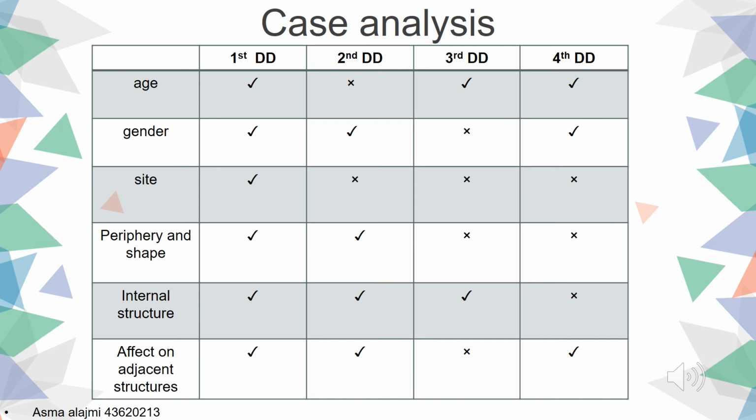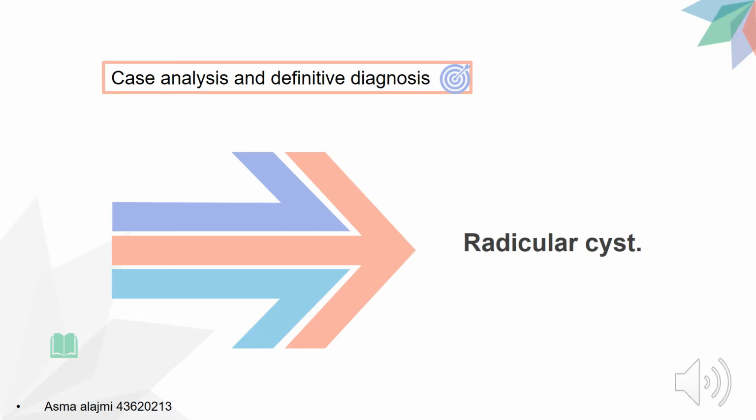So this is the case analysis. We will compare the four differential diagnoses regarding age, gender, site, shape, internal structure, and effect on adjacent structures. Our case analysis and definitive diagnosis is radicular cyst.